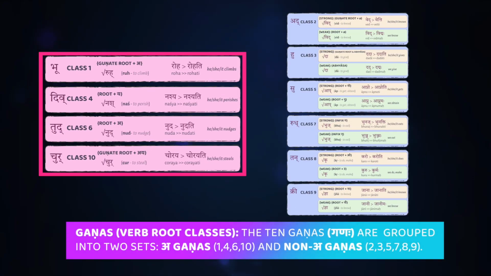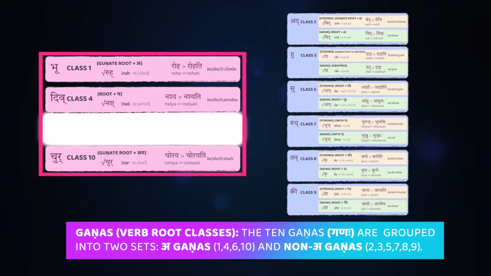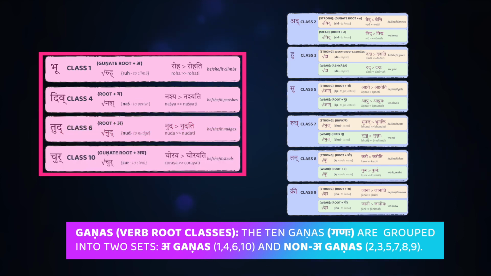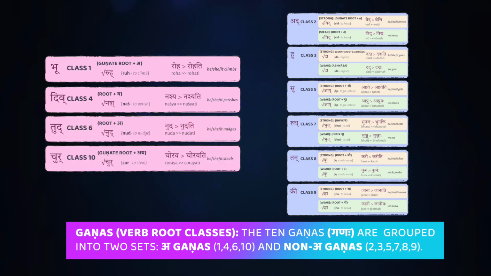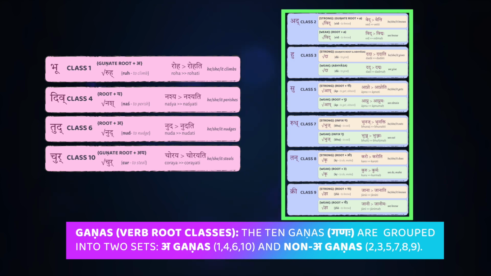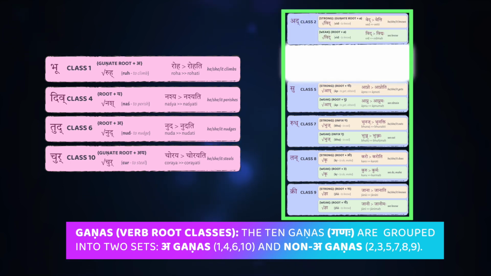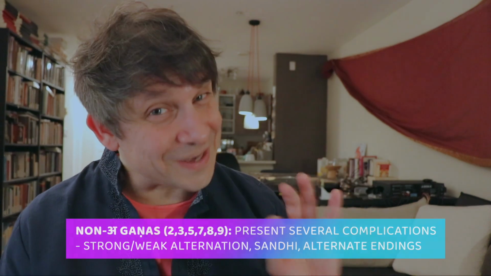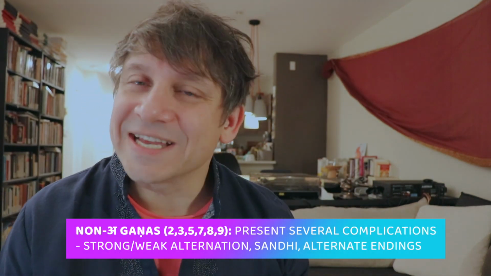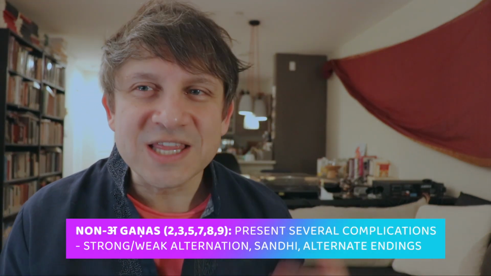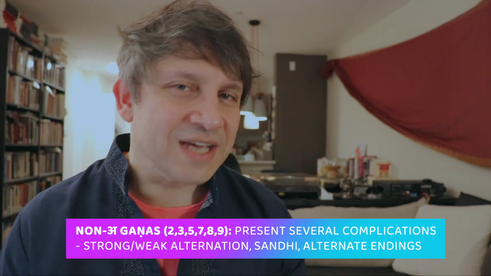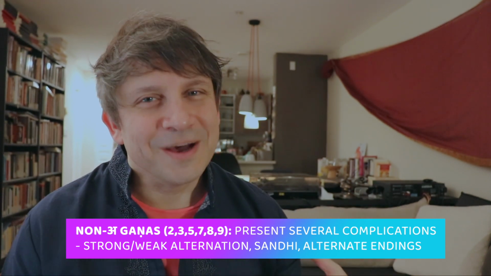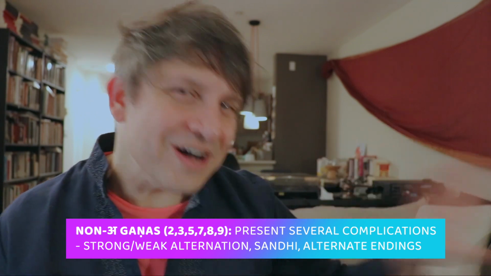Now that we've gone through our easier gaṇas, right, the classes 1, 4, 6, and 10, now it's time to roll up our sleeves, so to speak, and head over to those tougher ones, the non-gaṇas. These are going to be the classes 2, 3, 5, 7, 8, and 9. There are several complications that come with conjugating these classes of verbs in the present tense, which makes them ultimately a bit trickier to learn than the gaṇas.